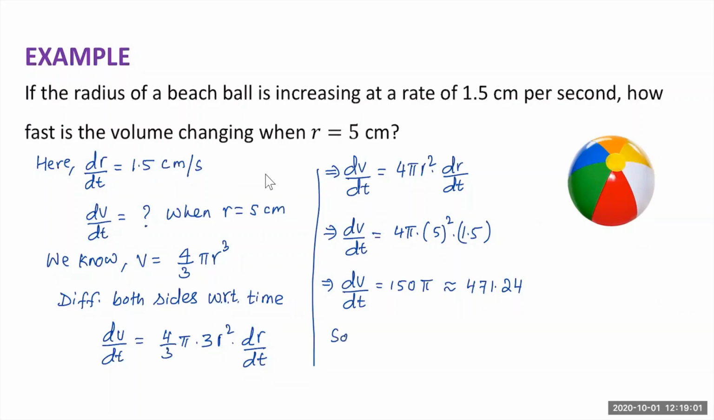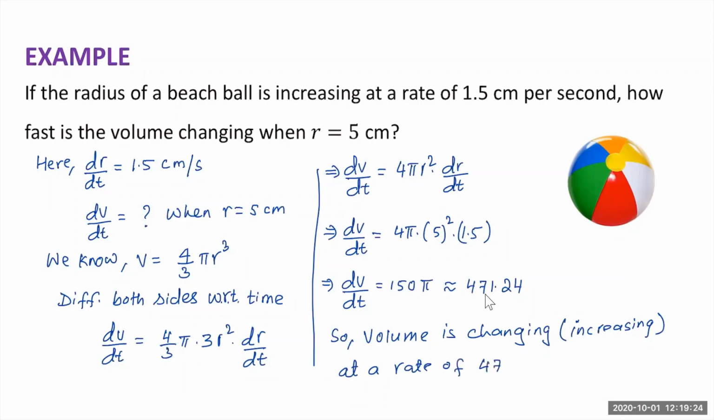So let's write the sentence. So volume is changing. In this case, it is positive, meaning it is increasing. So the volume is increasing at a rate of 471.24. Now you can see it is the change in volume with respect to time. The unit of volume is centimeter cubed and the unit of time here is second. So the volume is changing at the rate of 471.24 centimeter cubed per second.